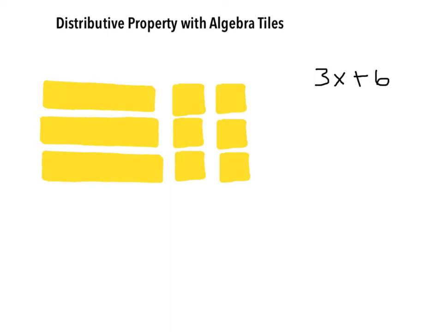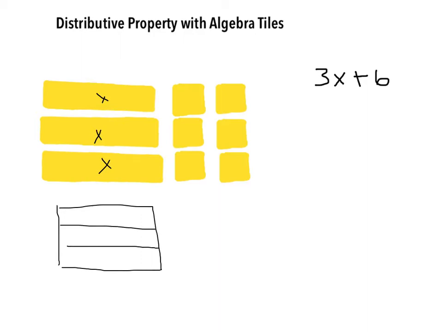I'm going to organize my tiles so they're a little easier to work with. And they easily organize into 3 rows. I still have my 3 x's right here. And then I have my 6 unit pieces next to them. If I was going to then draw this, I have some options. The first option would be to say, oh, well, it looks like I have 3 different tiles that are all x's. And I would say this is a group of 3x.